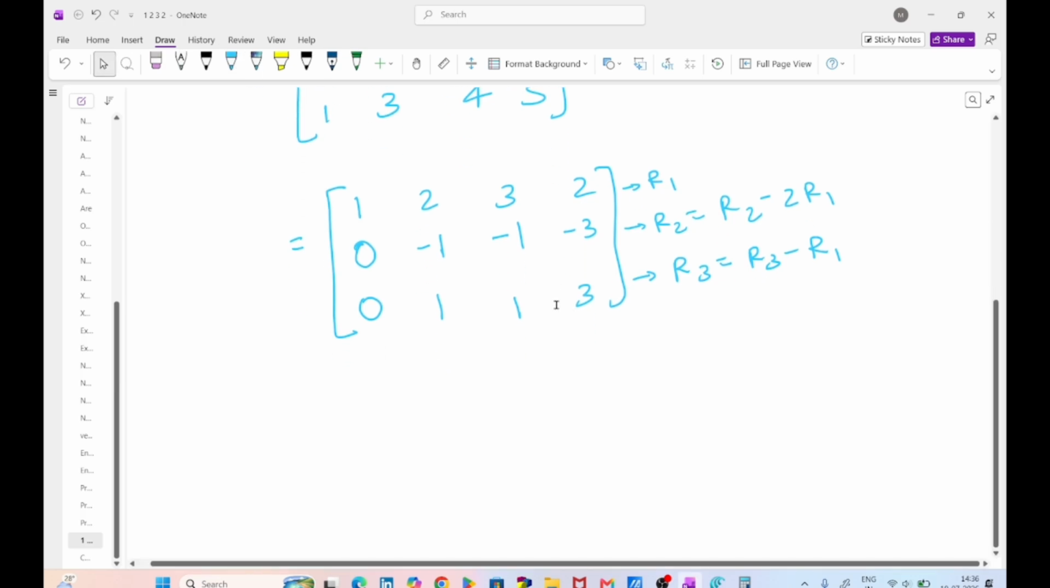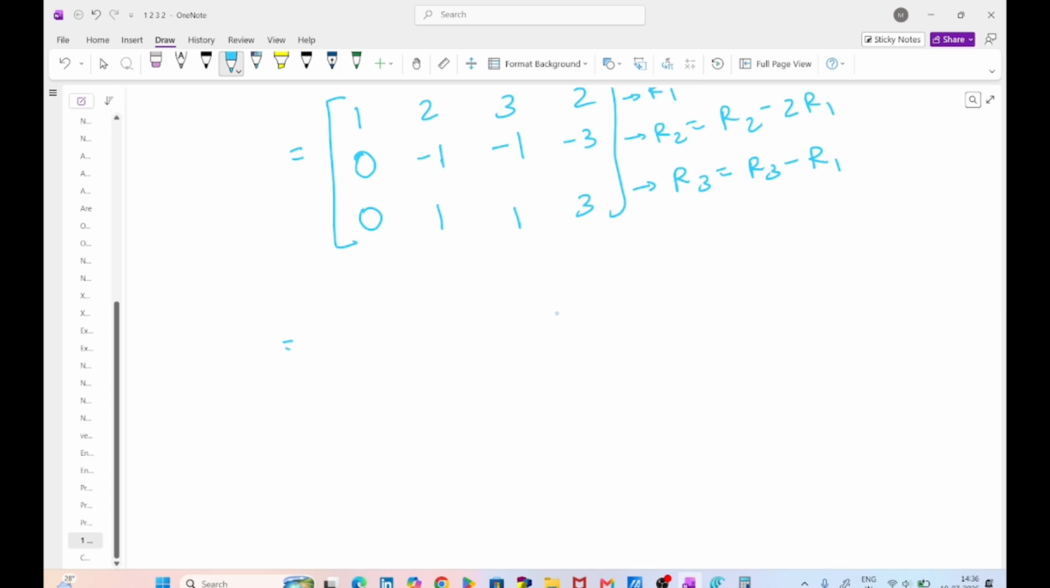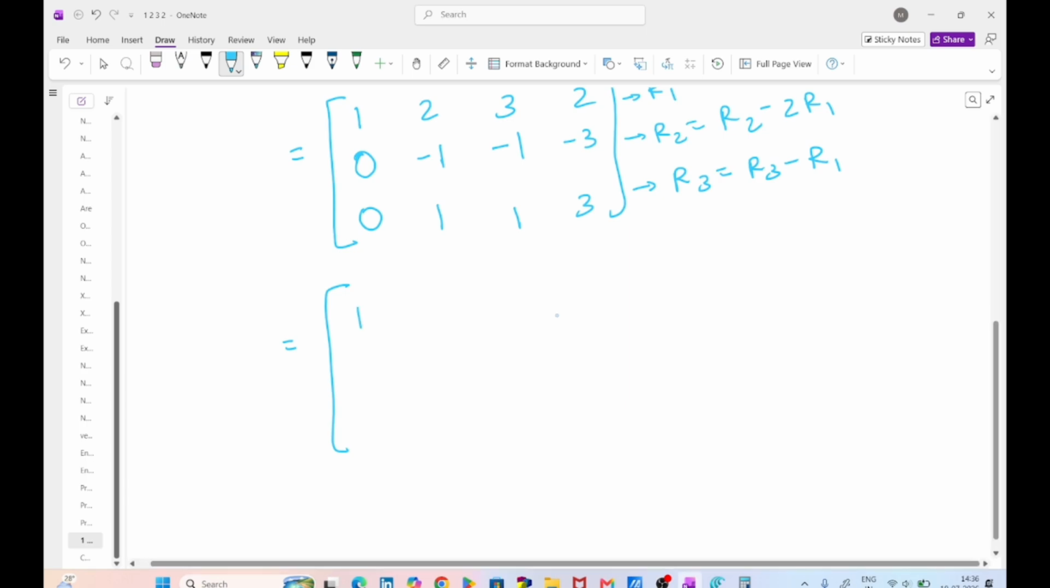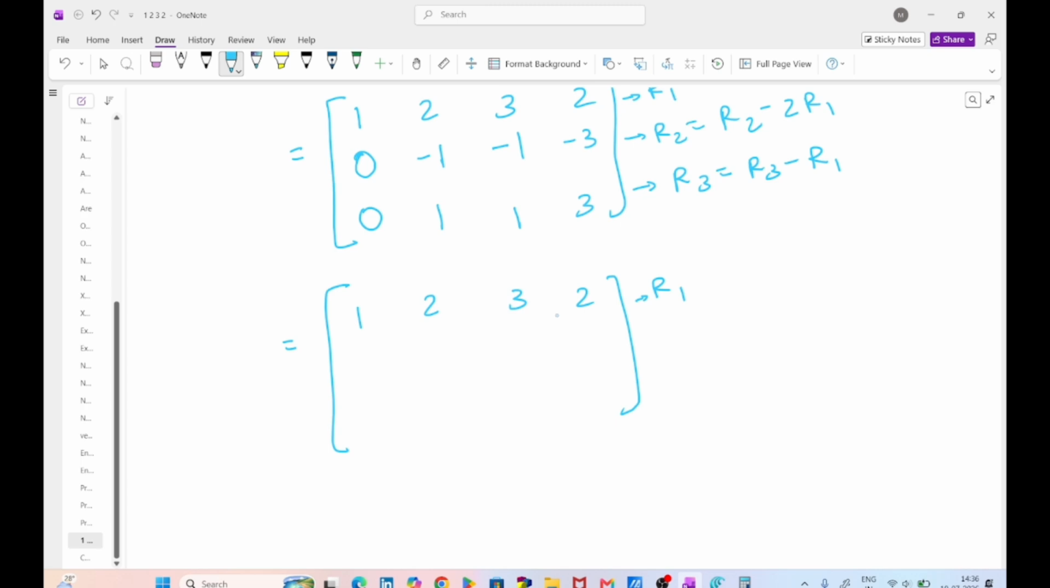The next step is to write R1 as it is and R2 as it is. 1, 2, 3, 2 is R1, then 0, minus 1, minus 1, minus 3 is R2. Then we need to perform the operation on R3. We know that 1 minus 1 is equal to 0 here. Our aim is to make this one as 0. For that we simply do R3 plus R2.